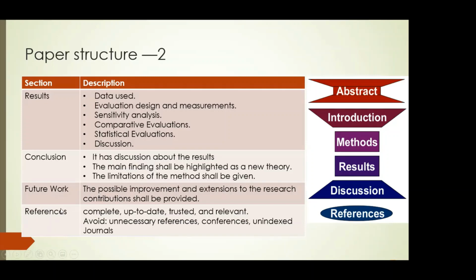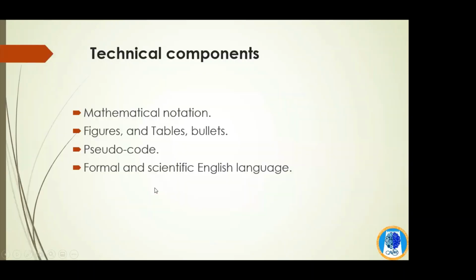And the references should be complete, up to date, trusted, and relevant. So we have to use recent references, a maximum of 5 years old, and complete means not missing any information. Trusted means try to take the references from good, well-reputed journals that are indexed by Scopus or Clarivate Analytics, and the citations should be relevant. So avoid unnecessary references and avoid using conferences. If there is a journal paper with a solid theory, try to use the journal paper instead of the conference paper, and try to avoid unindexed journals.